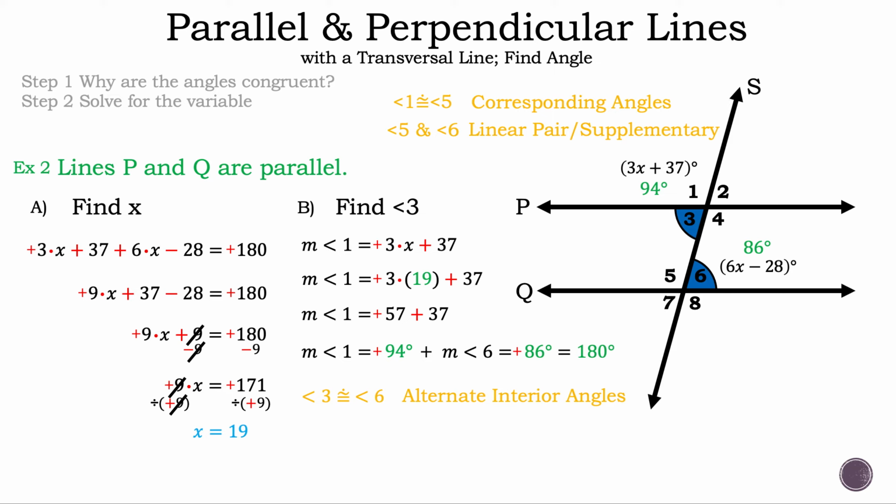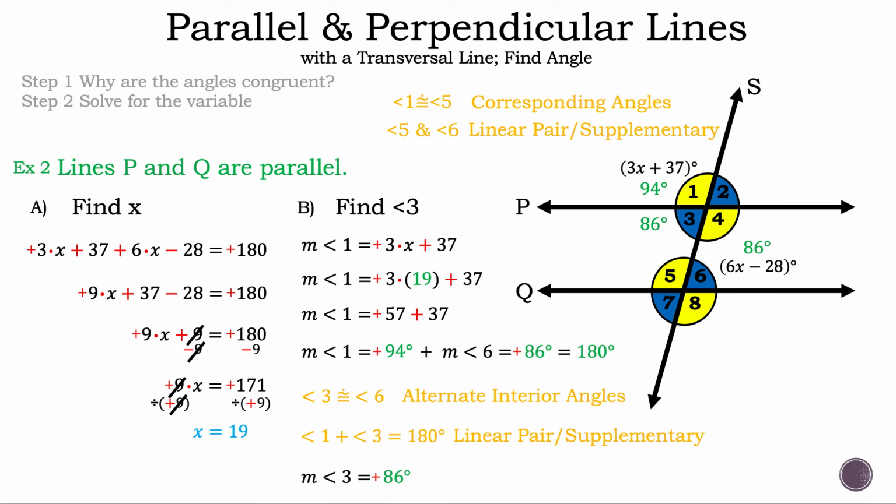And another way is to focus on angle 1 and angle 3, where we can say angle 1 plus angle 3 is equal to 180 degrees. And that is because angle 1 and angle 3 form a linear pair, and they are also supplementary. Either way, we can say angle 3 is 86 degrees, and that is the answer for part B.